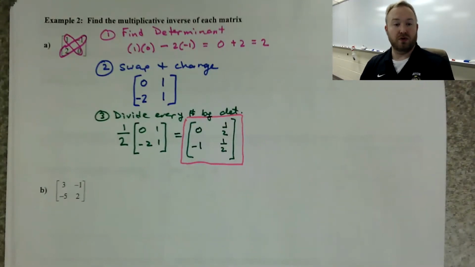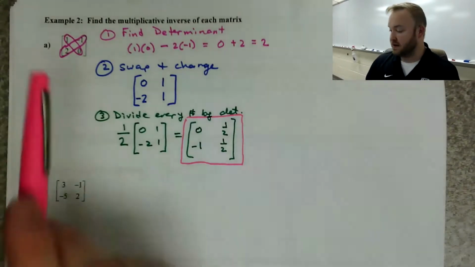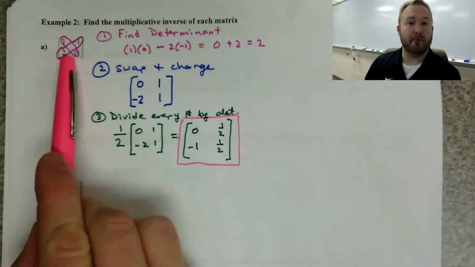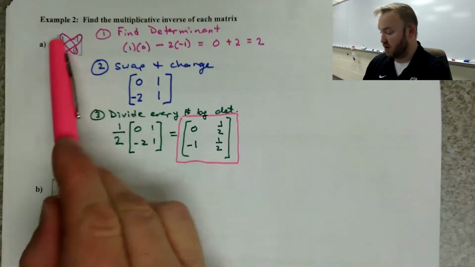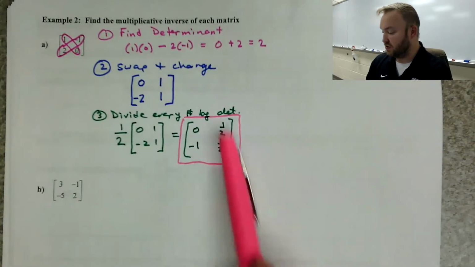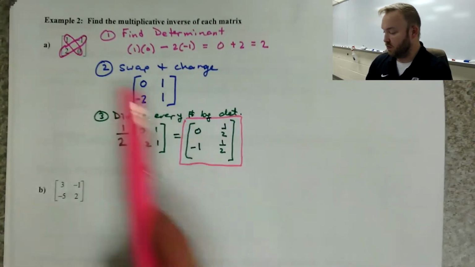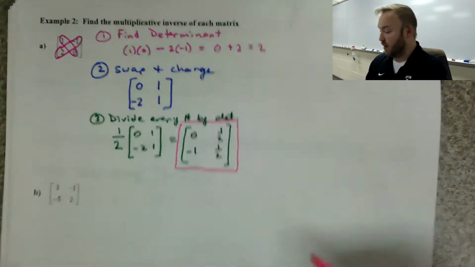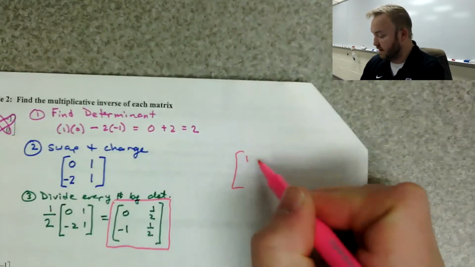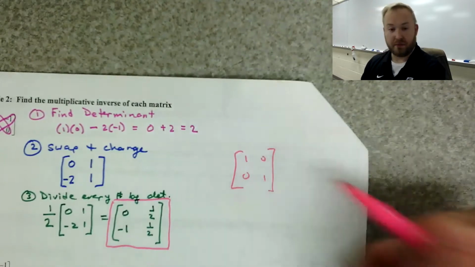I'm not going to go through and prove that it's the inverse, but if I were to do that, I could take the original matrix and multiply it by this one, do row 1 times column 1, row 1 times column 2, row 2 times column 1, and row 2 times column 2, and I should find that when I multiply them together, the product is the identity matrix.